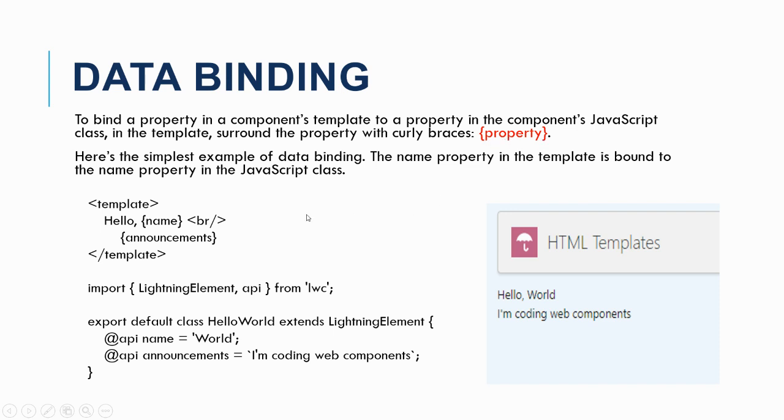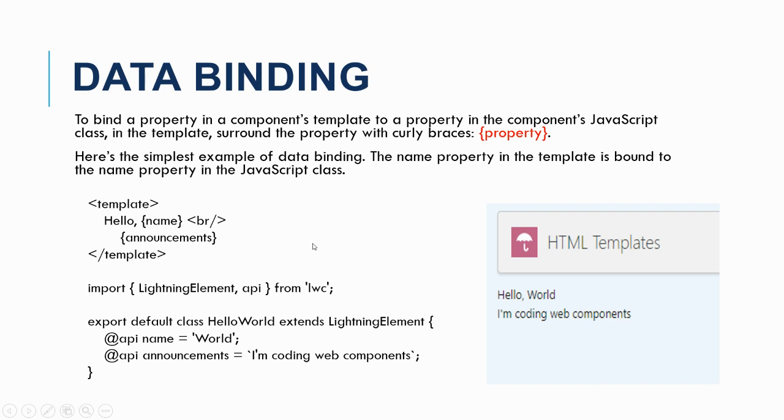And on this screen, you can see a normal code snippet. On the left hand side, we have an HTML template with hello, name in curly braces, and the announcement. And in the JS file, we have given @api name as world and @api announcement as I am coding web component.